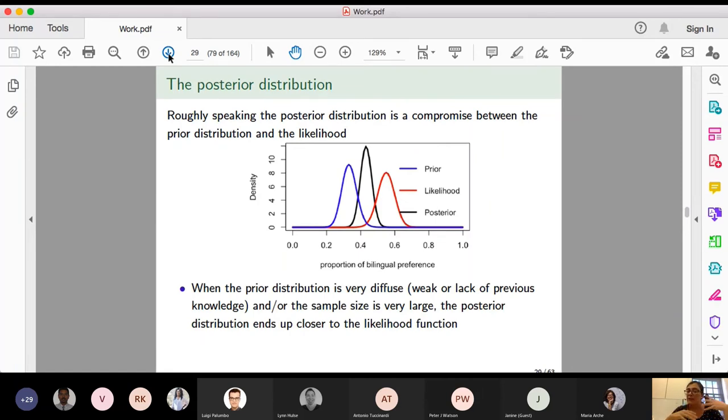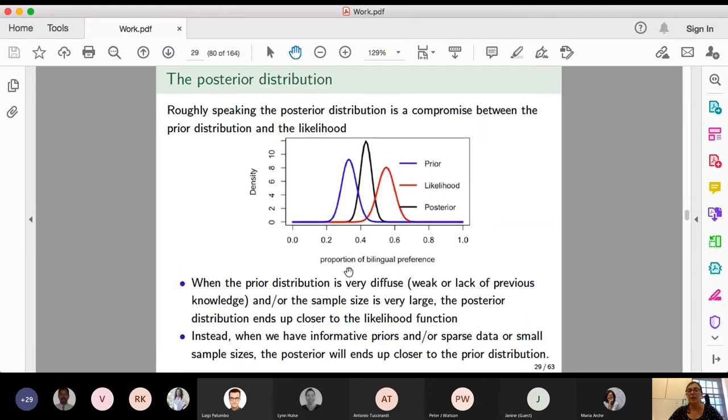Now, how these two are combined depends on how much prior information we have and the sample size of the data as well. So if you have prior information that is very weak, and this will be reflected in a very flat prior distribution, or you have a good sample size, a very informative sample, then the posterior will be closer to the likelihood because your prior information is weak and your current new data is good. But if instead you have a small sample size, but you have very strong previous knowledge, so you have a prior distribution that is very informative, then the posterior distribution will be closer to the prior distribution.